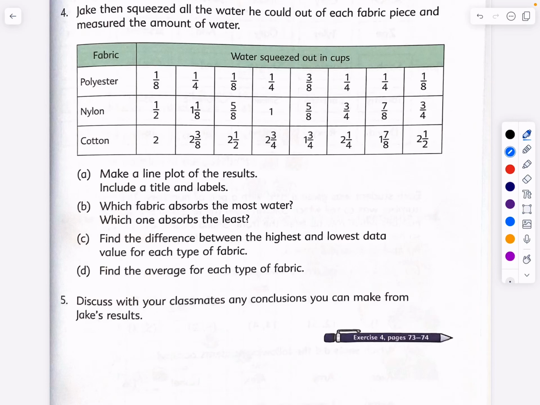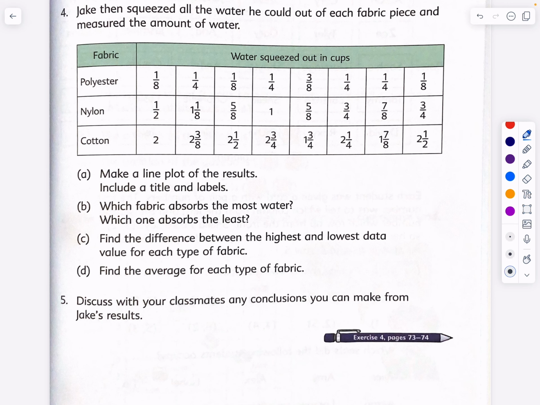Hello, in today's lesson, we are going to learn to create our own line plot. In the past, we've been given a line plot that we had to analyze, but today we are only given a table of data, which actually comes from the previous problem, the experiment of collecting water samples from three sources of fabric.